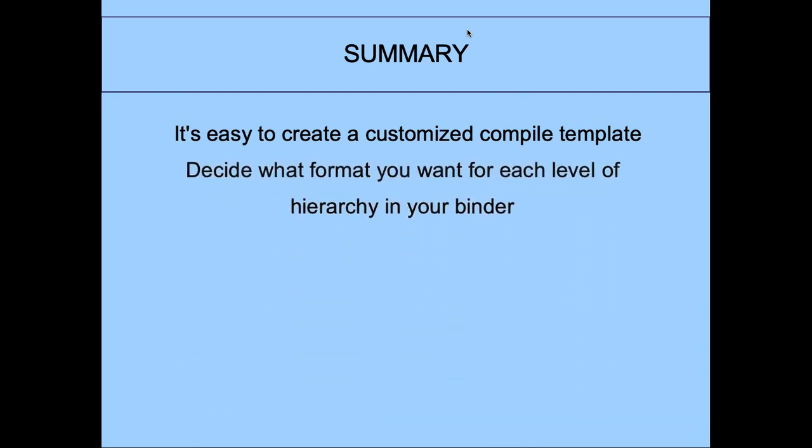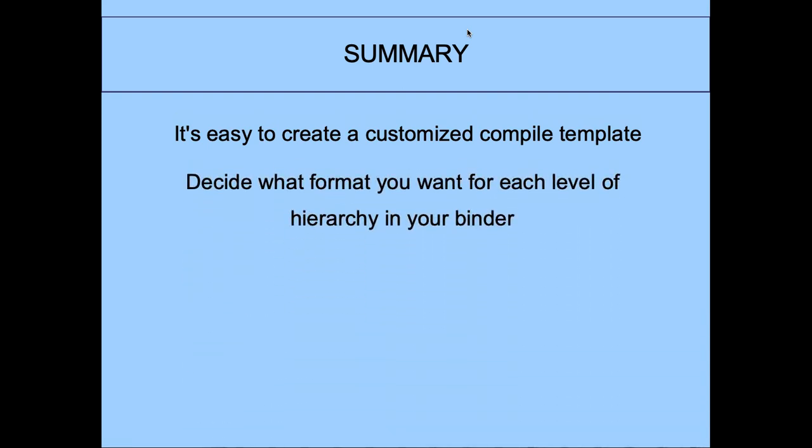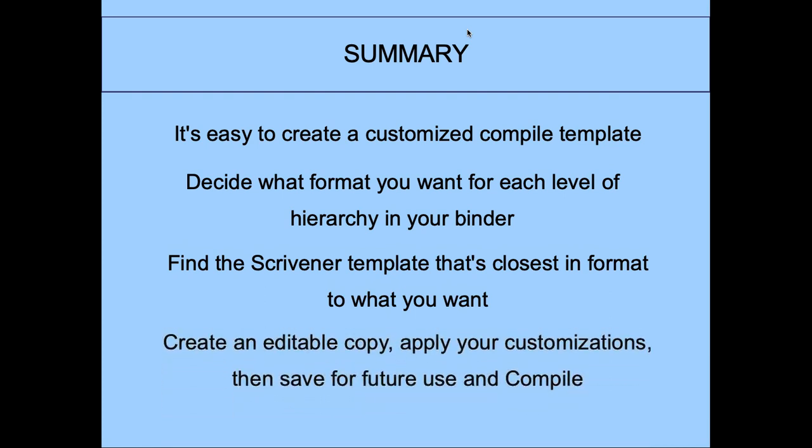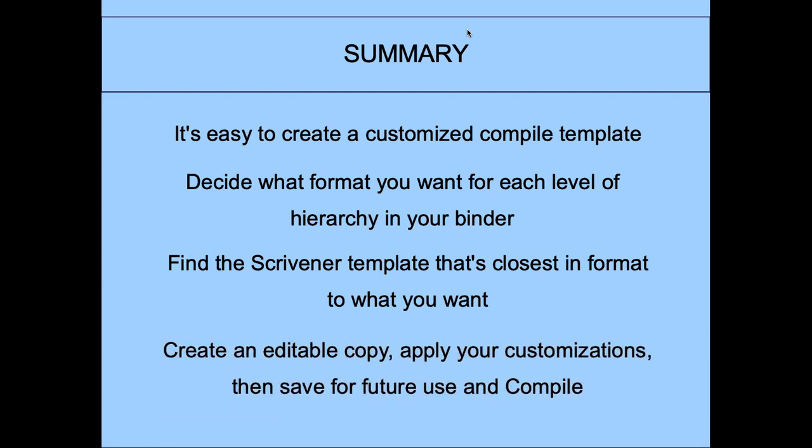In summary, it's easy to create a customized compiled template. First, decide what format you want for each level of hierarchy in your binder. Then find the Scrivener template that's closest in format to what you want. Create an editable copy, apply your customizations, then save for future use and compile. It's that easy.